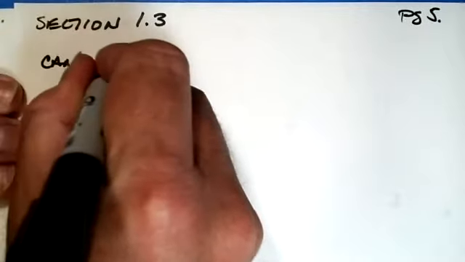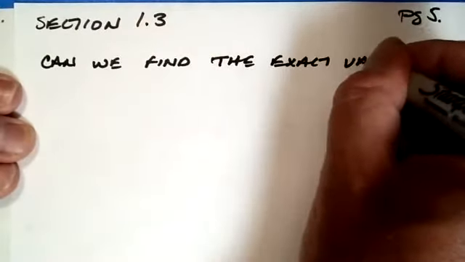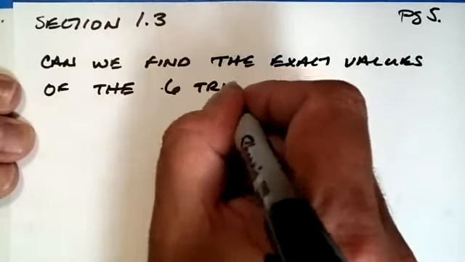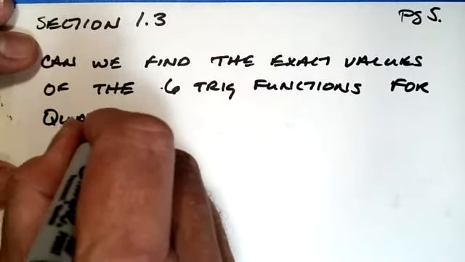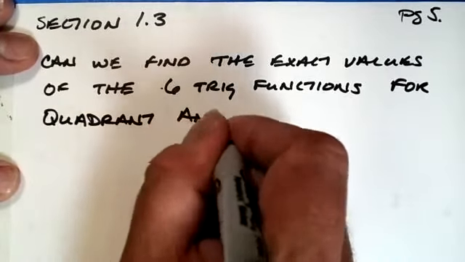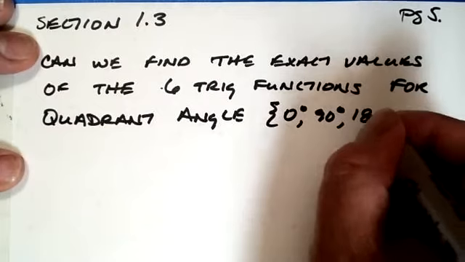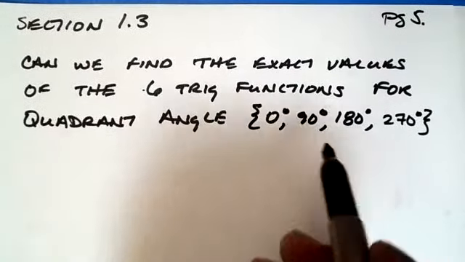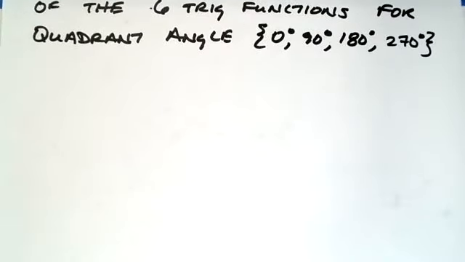So, can we find the exact values of the 6 trig functions for quadrant angles? Remember, quadrant angles aren't actually in a quadrant. These are the angles 0, 90, 180, 270. And remember, I said that if it's a coterminal angle, that doesn't change the value of the trig function, so it's not really relevant. Well, obviously the answer is yes.